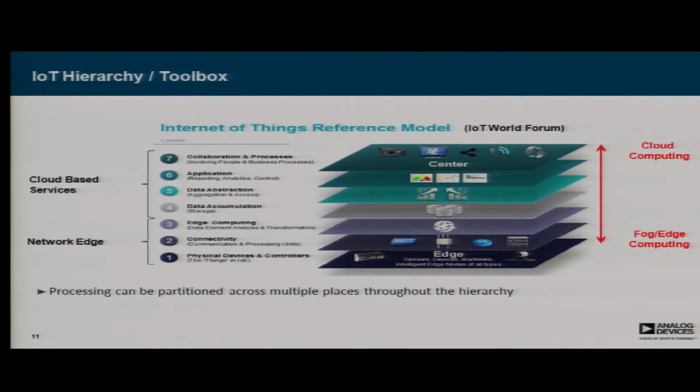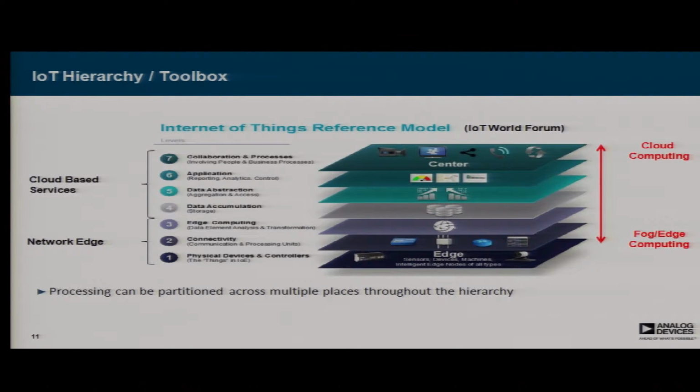So I want to talk about some smart partitioning in IoT systems. This is a graphic taken from a Cisco white paper, which is actually a very useful paper, in the context of, I believe, an IoT World Forum exercise. And it talks about the various levels in this whole IoT stack, starting with the physical devices on the bottom, all the way up to collaboration and processes involving people on the top, okay?